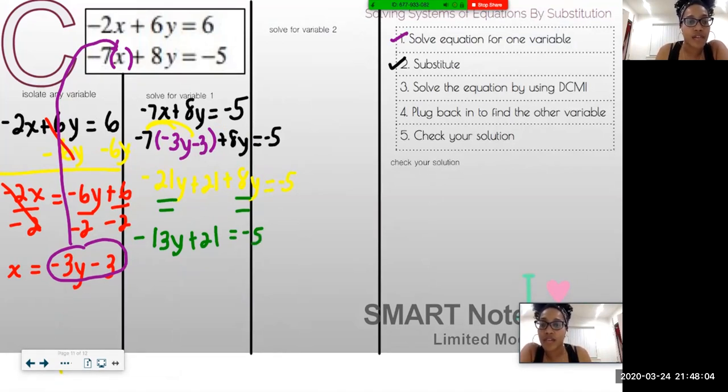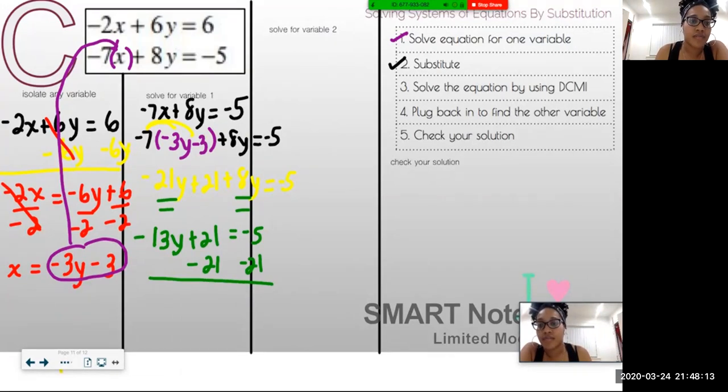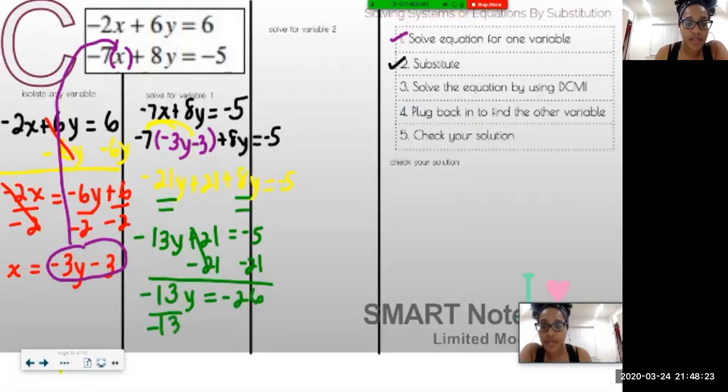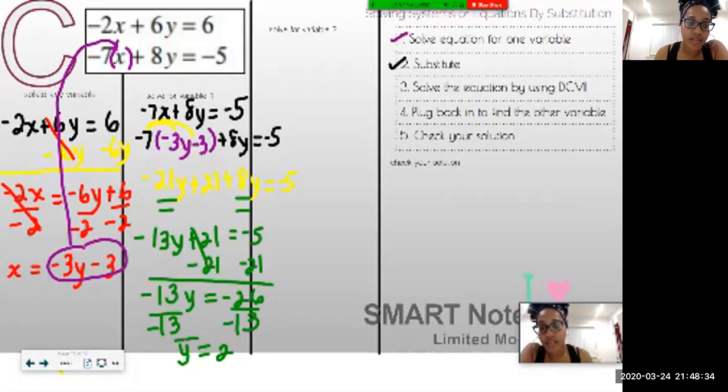And now we want to get y by itself. We subtract 21 on both sides. And we're left with negative 13y equals negative 26. Divide by negative 13 on both sides. And you're left with y is equal to positive 2.